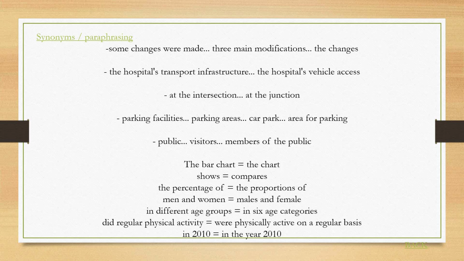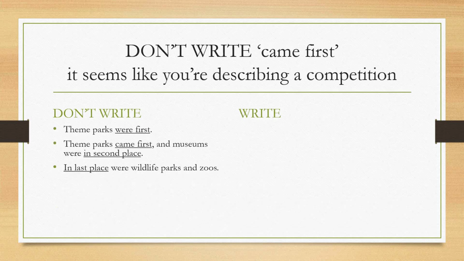The bar chart can replace the chart. Shows can replace compares. The percentage of, you can replace with the proportion of. Men and women, males and females. In different age groups, you can elaborate: in 6 age categories or in 2 age categories. Did regular physical activities, you can say were physically active on a regular basis. In 2010, you can say in the year 2010.